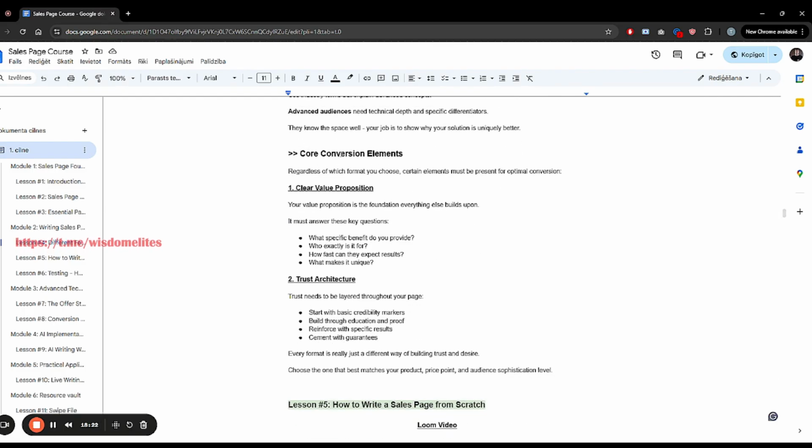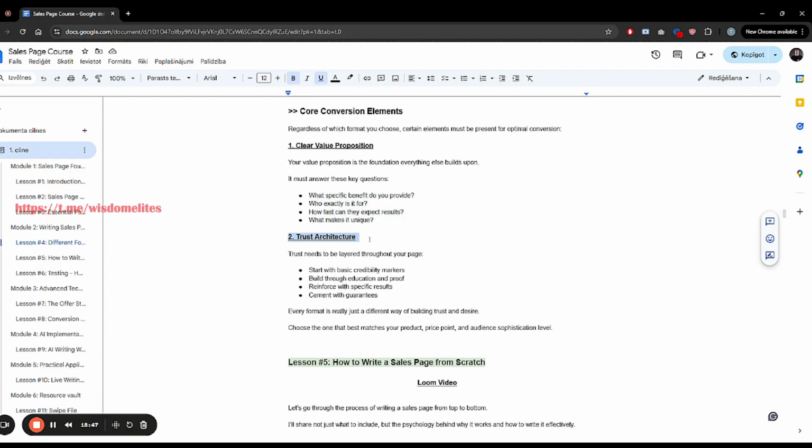Now, core conversion elements. Regardless of which format you choose, certain elements must be present for optimal conversion. So one is a clear value proposition. Your value proposition is the foundation everything else is built on. So it must answer these questions: What specific benefit do you provide? Who exactly is it for? How fast can I expect the results? And what makes it unique?